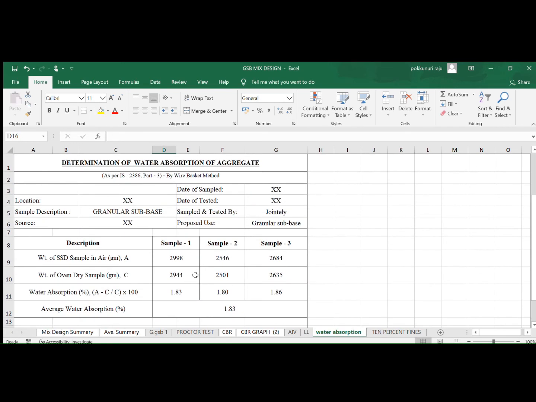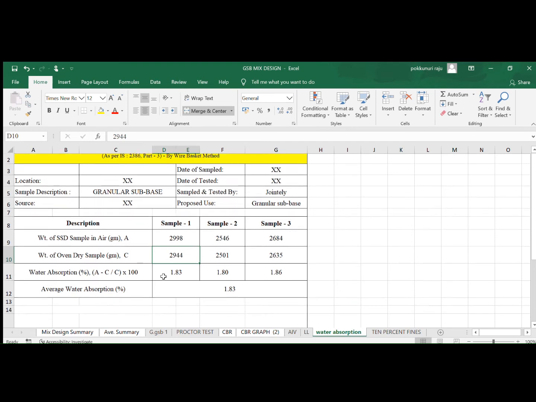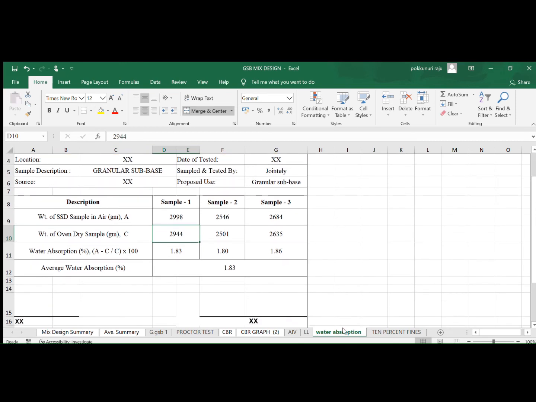The next test required to be conducted is the water absorption of the material. The water absorption of GSB material is done as per IS 2386 part 3 using the wire and basket method. Under the SSD conditions, the weight of the sample in air and the oven dried sample is checked, and then the difference will give you the water absorption of the material.